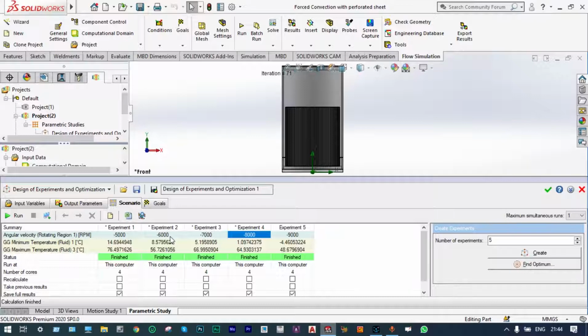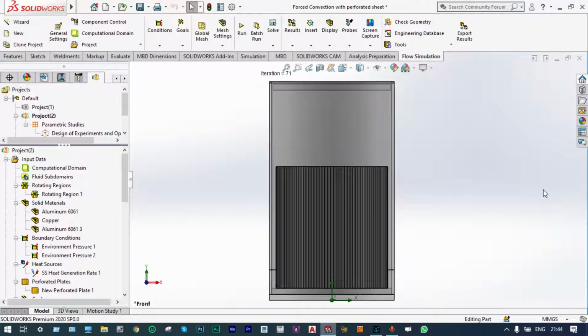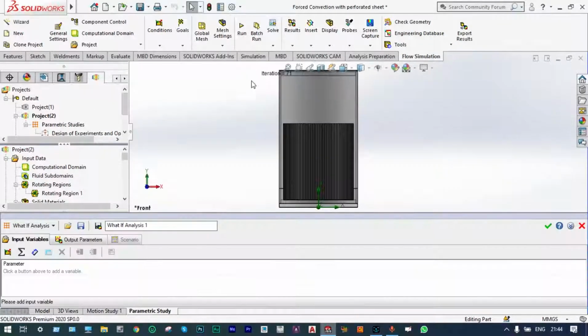So in the next analysis, we will go for optimization, and in that case, we will finalize the angular velocity in the range of 5000 to 6000. Okay, so we can check. Next to that, we will go for optimization. It will come from here again, solve, new parametric study, and we have to go for goal optimization. And our task will be to have the minimum temperature of fluid to be 10 degrees centigrade.